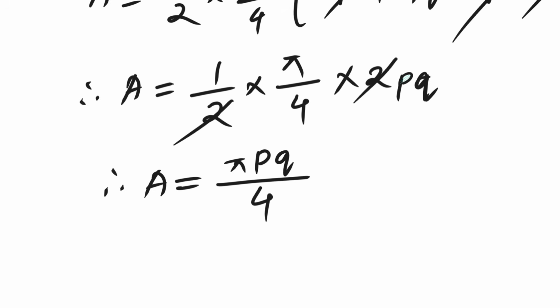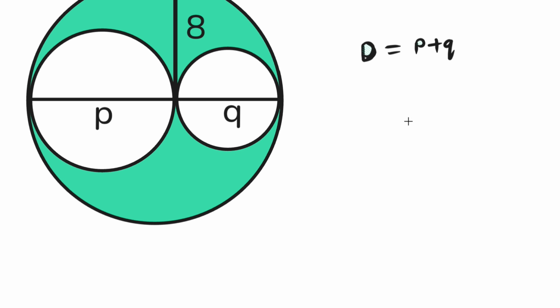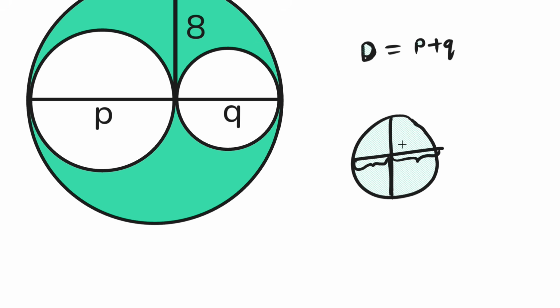To do that, we use the intersecting chords theorem. Before applying it, let's understand why it works here. If two chords of a circle intersect inside the circle, the product of the two segments of one chord equals the product of the two segments of the other chord. In other words, if one chord is divided into lengths m and n, and the other chord is divided into lengths r and s, then m multiplied by n equals r multiplied by s.